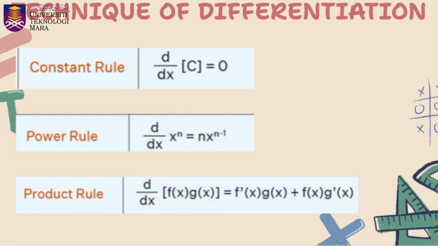One is the constant rule. The constant rule states that the derivative of any constant number is always 0. This is because the derivative measures the rate of change, and since constants by definition never change, their rate of change is non-existent. For example, d/dx of c equals 0.